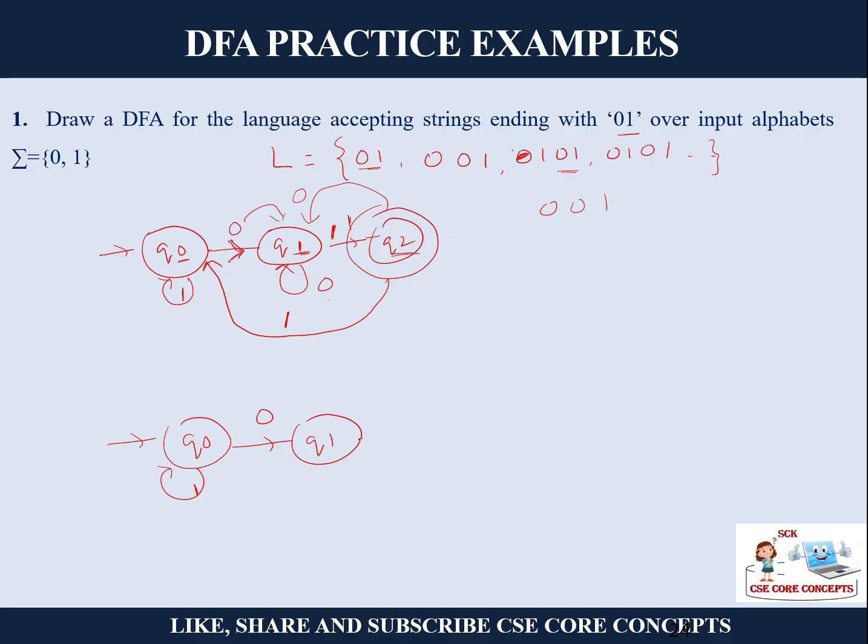Here also, if I have 1 input, I will go to my final state. But if I have a 0 input, I will remain in this state. And here, if I get a 0, I will come back to this state. And if I get a 1, I will come back to this state.